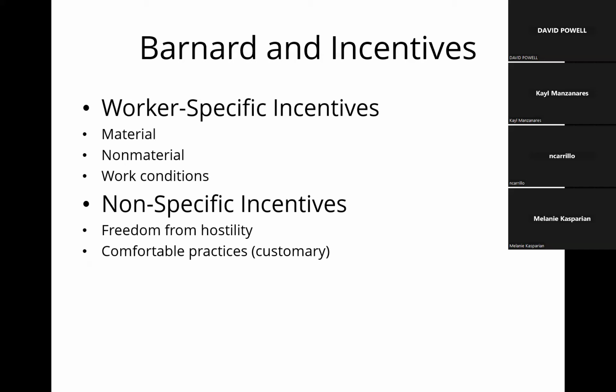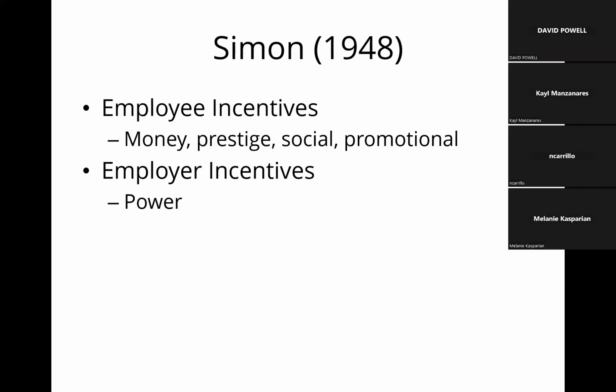Then the second category are your non-specific types of incentives, things such as a freedom from hostility and the provision of comfortable practices, customary practices, practices within the organization that all employees are comfortable with, and that all employees feel that they are safe from hostility when they come to work. Those are non-worker specific because those are going to apply to everyone, hopefully, in the entire organization.